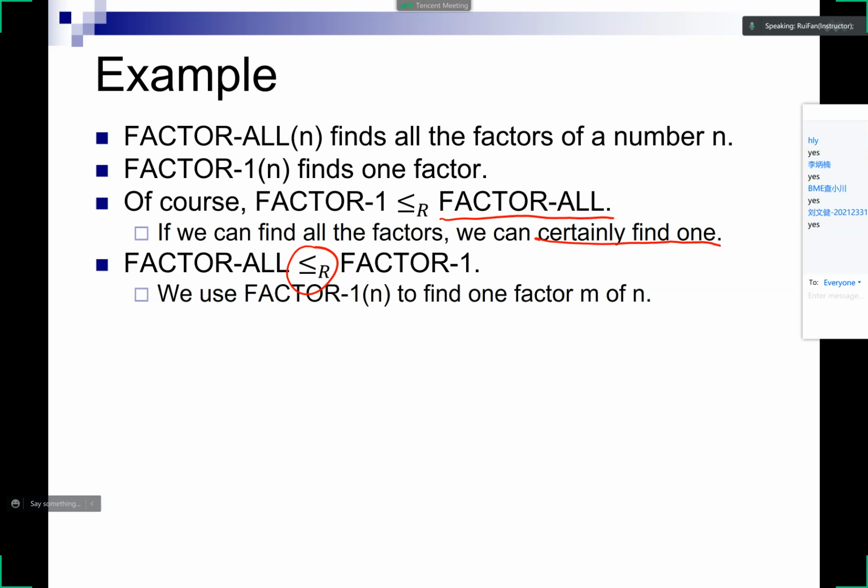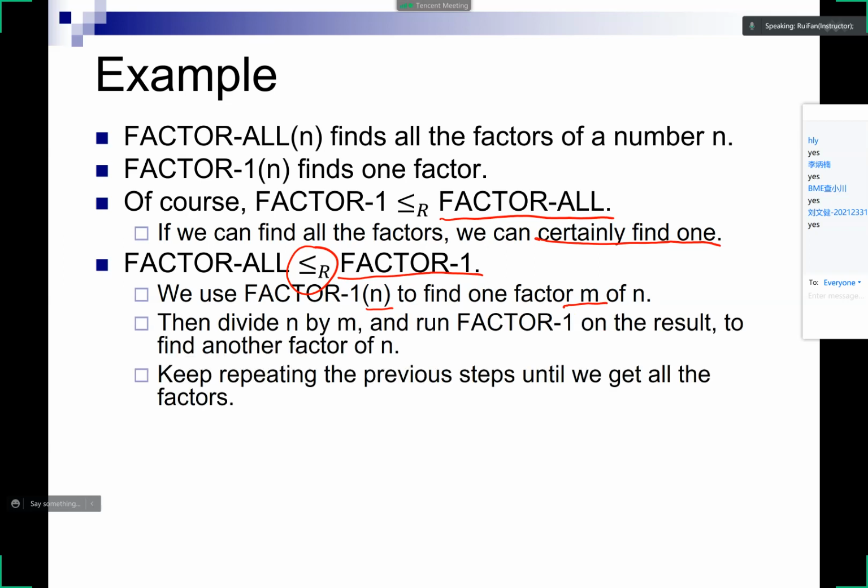The reason for this is that suppose you have an algorithm to solve factor one. Then if I give you an input n, you can use factor one to find one factor m of n. Then you can just take n and divide it by m. Whatever that number is, you can run factor one again on that result, and that way you can find another factor of n. You can just keep repeating this process, so you can always find a new factor and then divide it into the previous number, and that way you can get all of the factors.